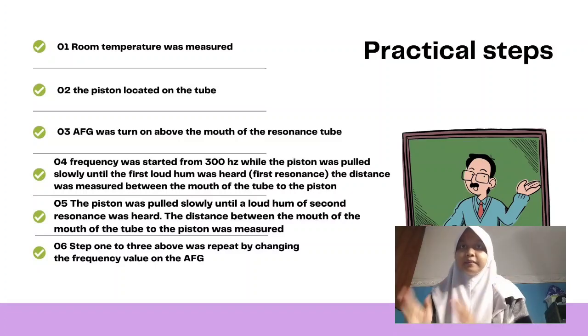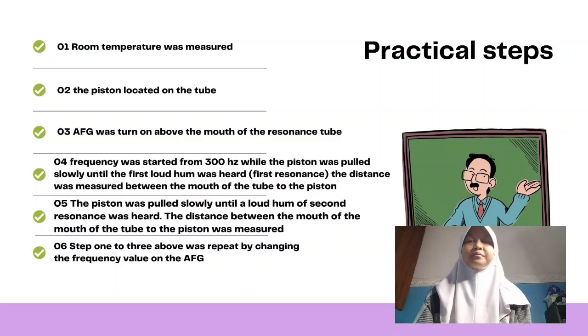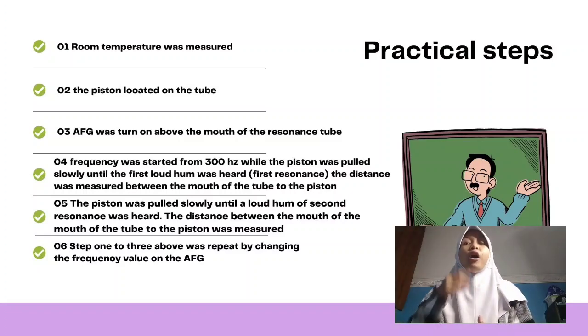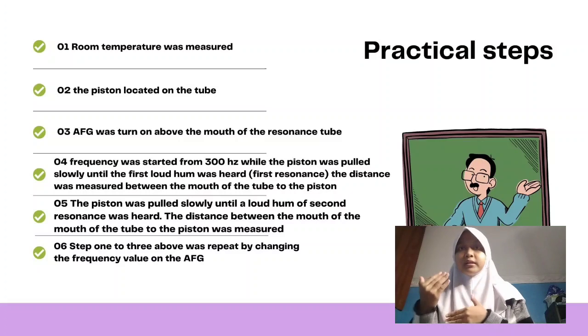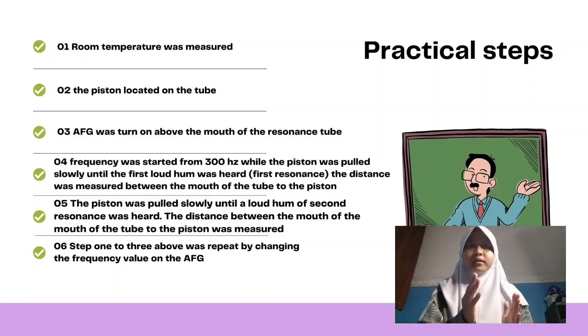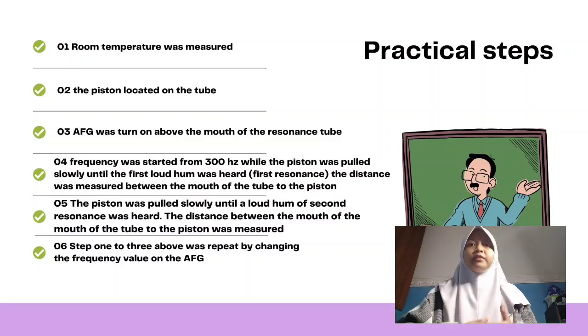The distance was measured between the mouth of the tube and the piston. Next, the piston was pulled slowly until a loud hum of the second resonance was heard. The distance between the mouth of the tube and the piston was measured. Then repeat by changing the frequency value on the AFG.